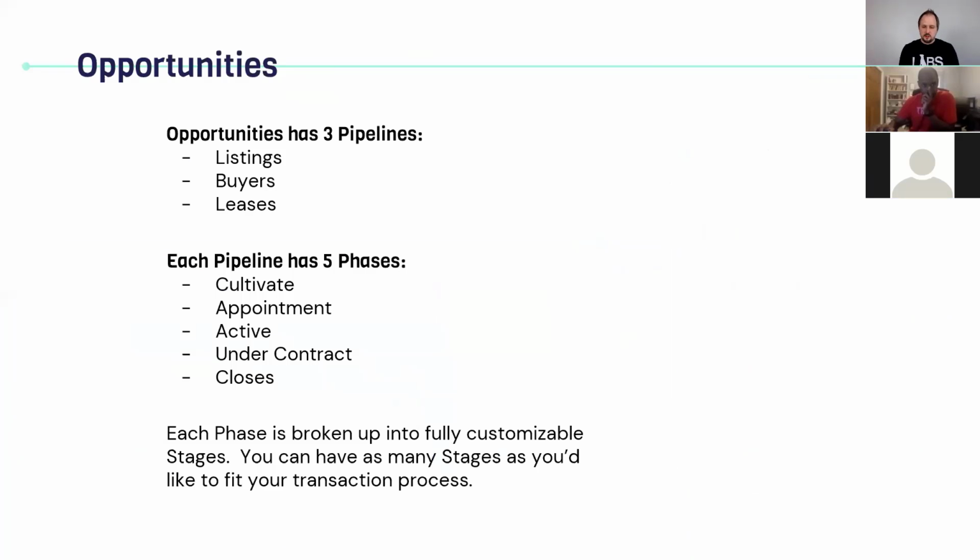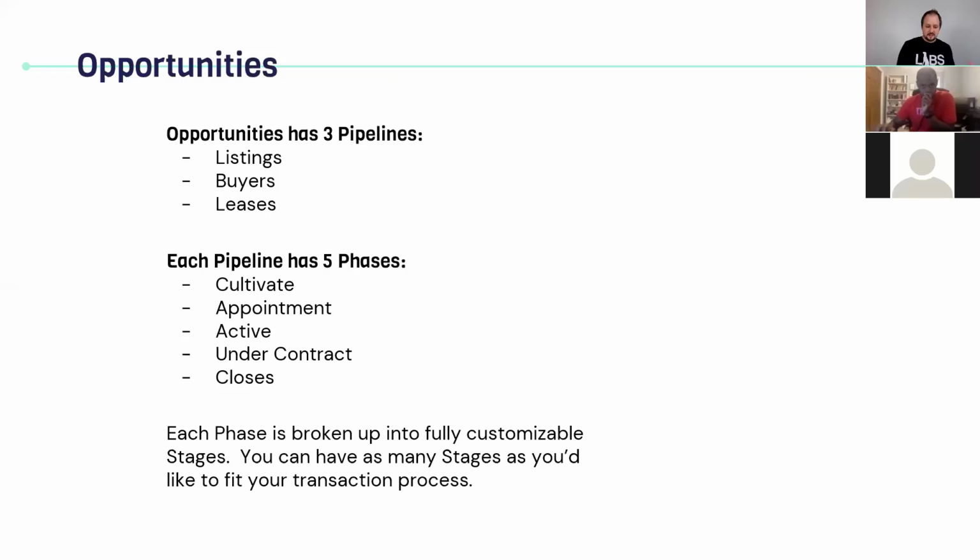Just to start out real quick, opportunities is broken into 3 different pipelines. There's the listings pipeline, the buyer pipeline, and then there's the lease pipeline. And then each pipeline has the 5 phases, which are the cultivate, appointment, active, under contract, and closed. Now, we can't change those 5 phases. KW has those set. And they did that because they needed a way to have some sort of measurable metrics in here. So those measurables are the phases, because all transactions are going to go through those 5 phases. Now, you might call it something different in your particular business, but they're all going to go through that, right?